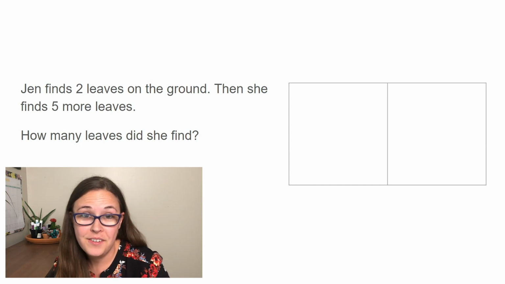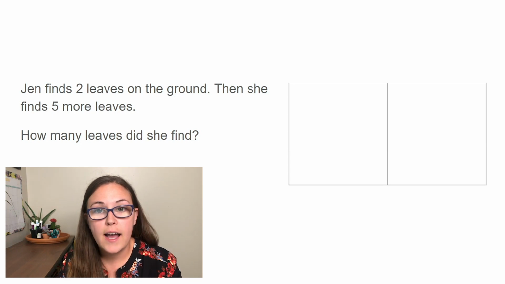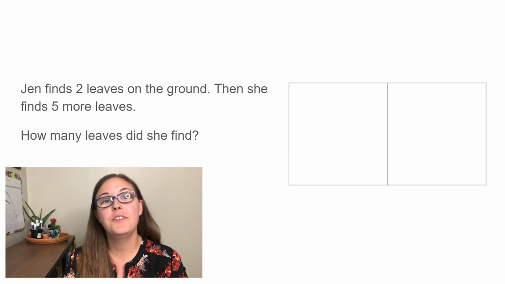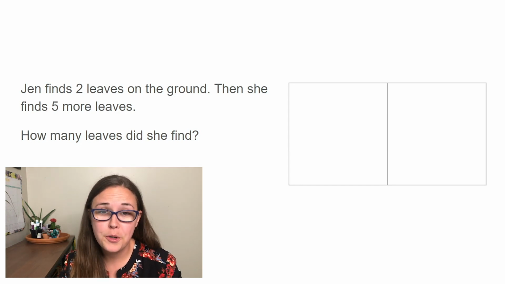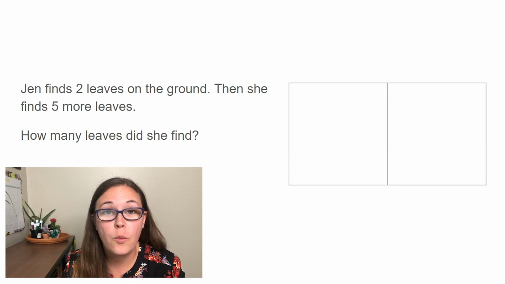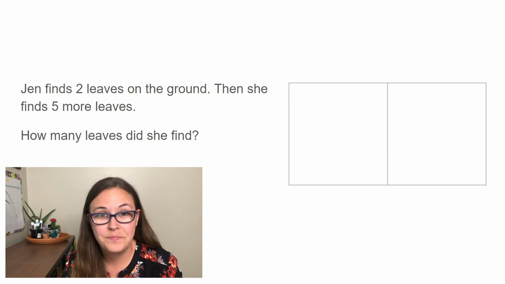Are you ready to review? So Jen first found 2 leaves and then she found 5 more leaves. If you said she found 7 leaves altogether, you're correct. Great job. If you didn't get the answer correct, that's okay. Just make sure you go through the problem and check your math. It's really important to go back and figure out where we made mistakes so that we can get better next time.